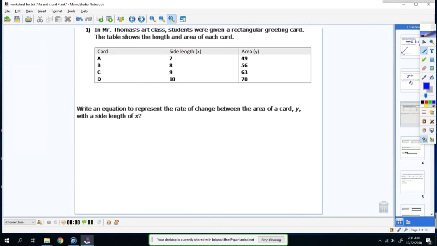Okay. Number 1, in Mr. Thomas's class, well, this is actually number 2. In Mr. Thomas's class, students were given a rectangular greeting card. The table shows the length and the area of each card. Write an equation to represent the rate of change between the area of the card Y with a side length of X. Okay, this one I actually want you to fill in a chart before we actually do it.